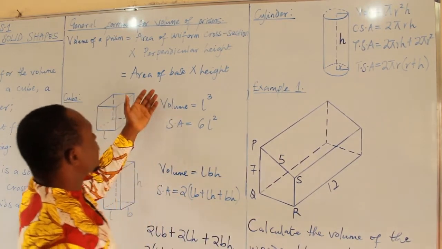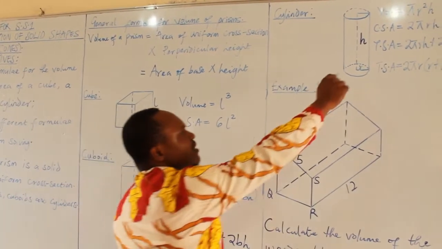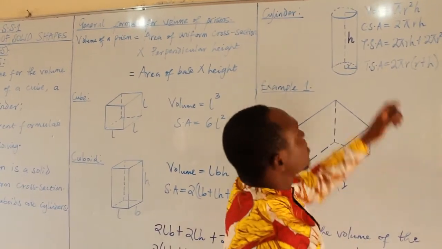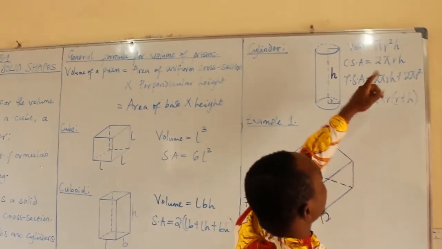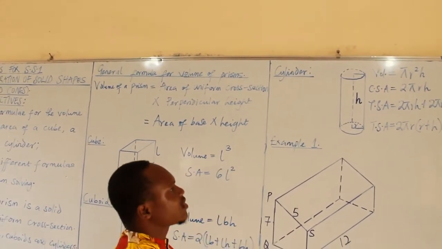So following this formula, the area of the base, which is the area of the circle, pi r squared, multiplied by the height of the cylinder, which is h, gives us pi r squared h. That is why we have the volume of the cylinder as pi r squared h. Okay, we're done with that.